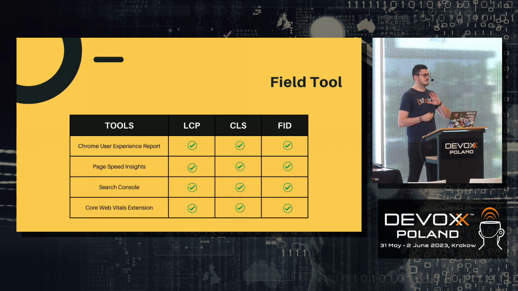So all the field tools are created by Google. There are the Chrome User Experience Report, PageSpeed Insights, Search Console, and the Core Web Vitals extension. All these tools let you retrieve easily the LCP, CLS, and FID metrics.